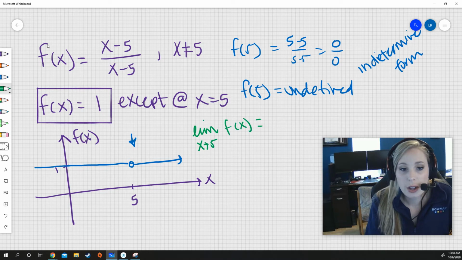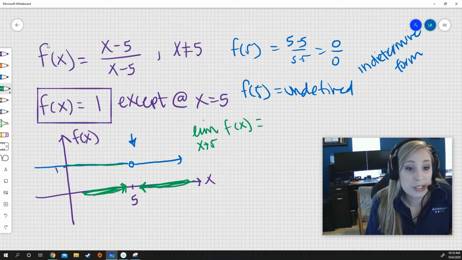And what is that? So what we're asking is, as we approach 5 from the left and as we approach 5 from the right, what is the pattern of the graph? Well, the pattern of the graph is that this is getting closer and closer. Well, it is 1. Everywhere on this straight line, the value is 1.